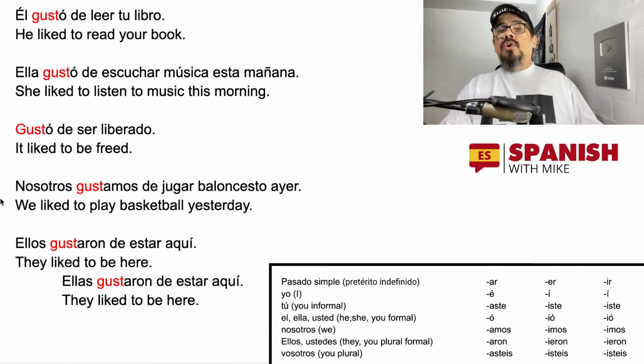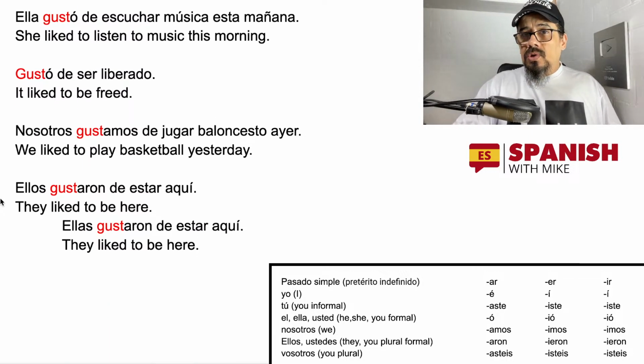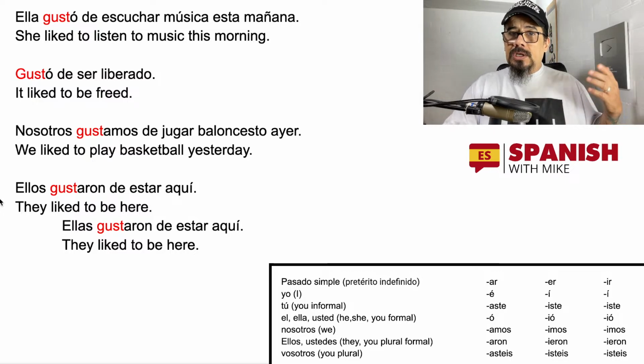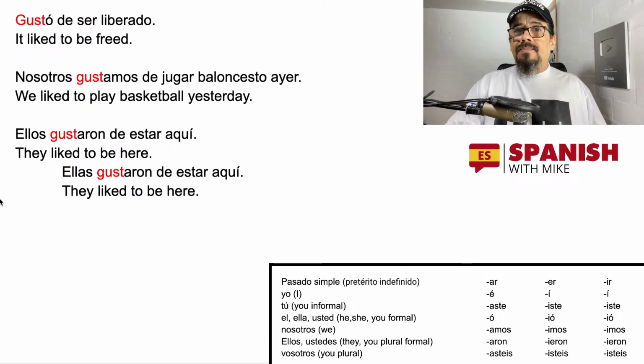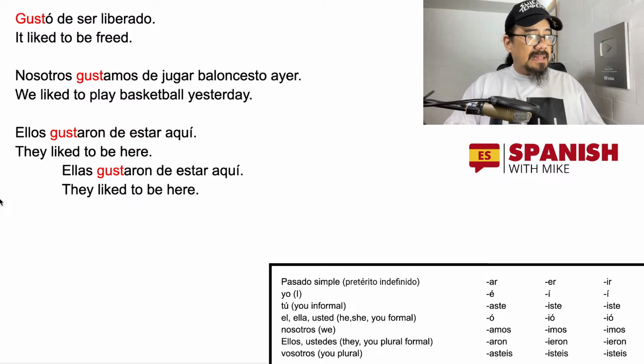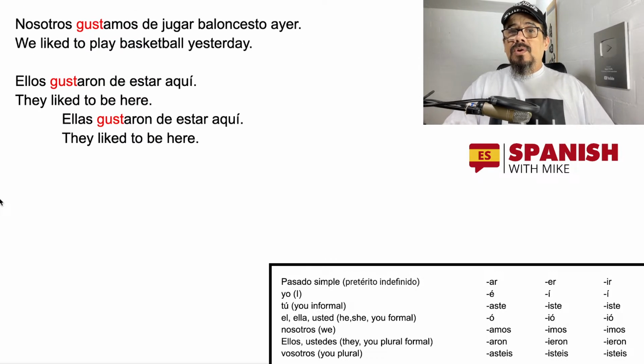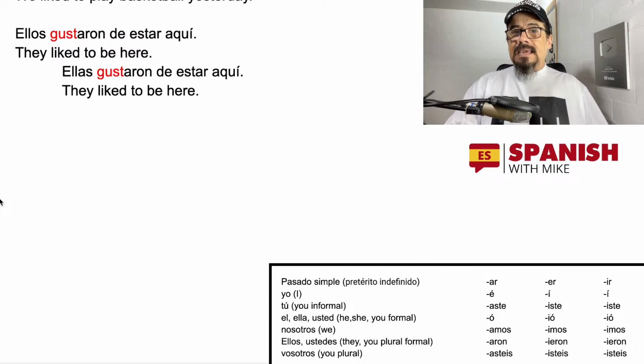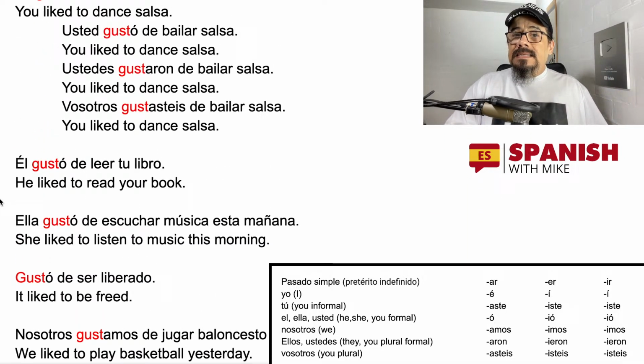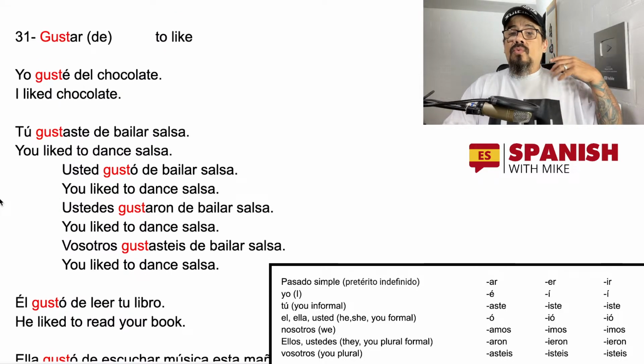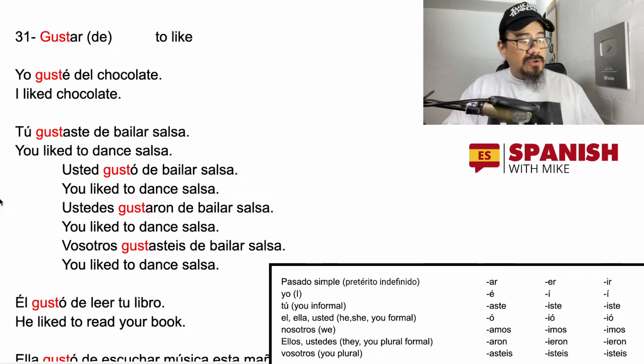Él gustó de leer tu libro. He liked to read your book. Ella gustó de escuchar música esta mañana. She liked to listen to music this morning. Gustó de ser liberado. He'd like to be freed. Nosotros gustamos de jugar baloncesto ayer. We liked to play basketball yesterday. Ellos gustaron de estar aquí. They like to be here. Male. Ellas gustaron de estar aquí. Female.